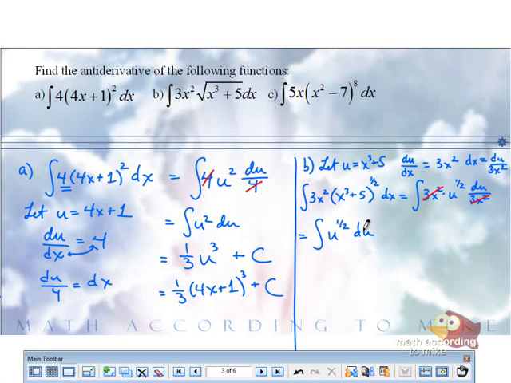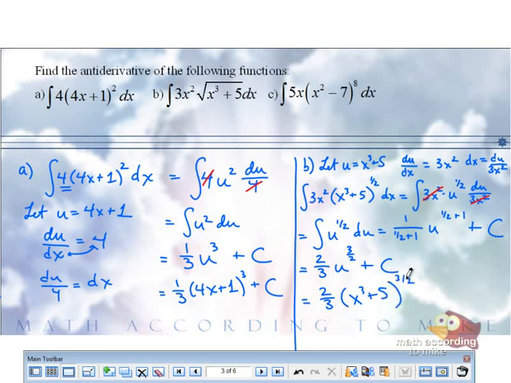So this is, again, another power rule. What's our n? 1/2. So we'll have 1 over 1/2 plus 1, u to the 1/2 plus 1, and then plus C. What is 1 over 1/2 plus 1? 2/3. U to the 3/2. Did we start with U? No. Put your x back in. So what's your final answer? 2/3 times x cubed plus 5 to the 3/2 plus C.